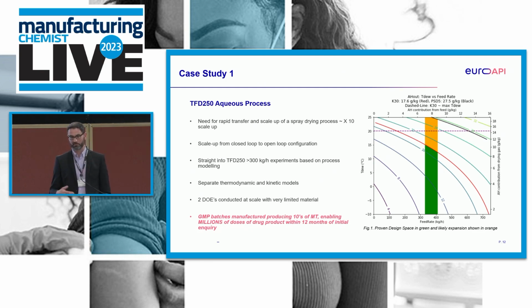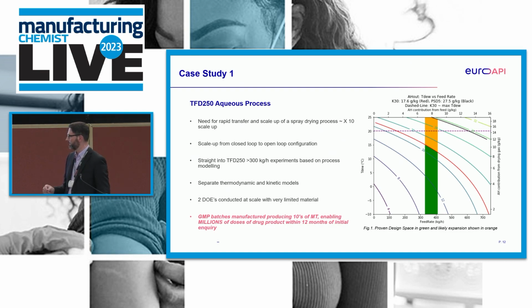We went from a closed loop to an open loop configuration, and we were running in excess of 300 kilos an hour in this case. And we had to do that solely based on the modelling because the previous scale was nowhere near this kind of level. So we ran the models.